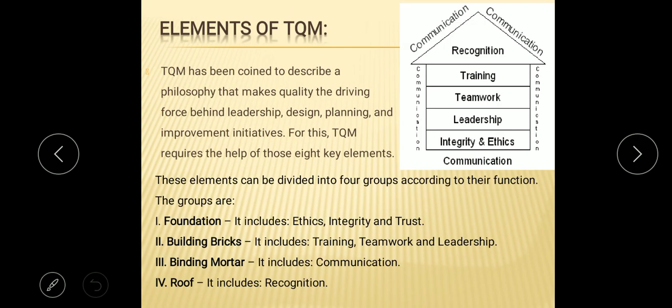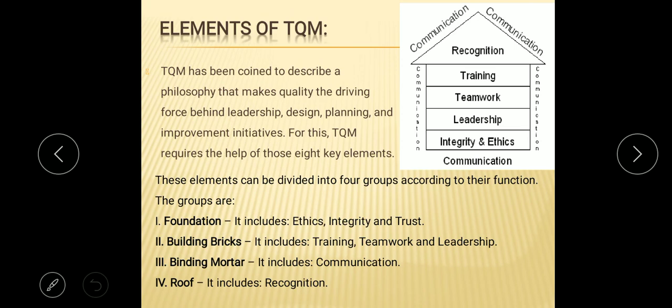Now, TQM has been coined to describe a philosophy that makes quality the driving force behind leadership, design, planning, and improvement initiatives. For this, TQM requires the help of those 8 key elements. These key elements can be divided into 4 groups according to their function.